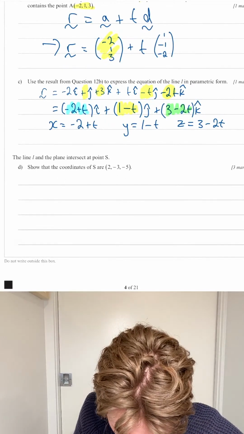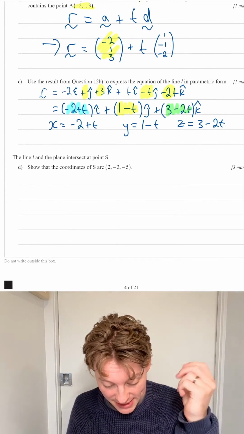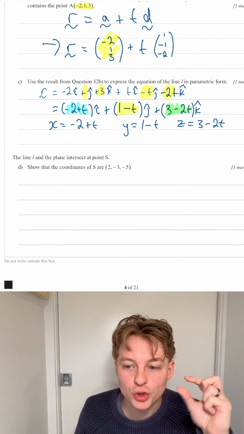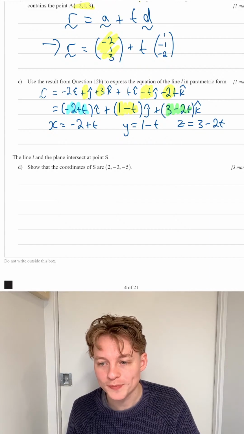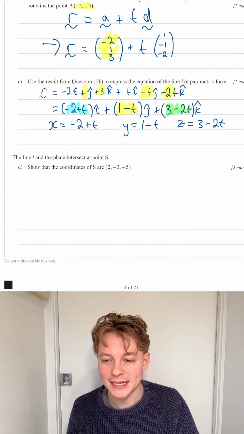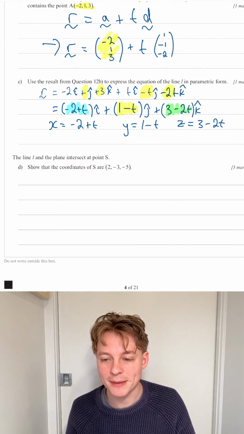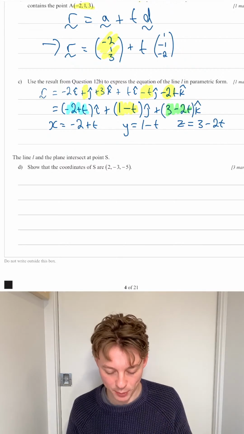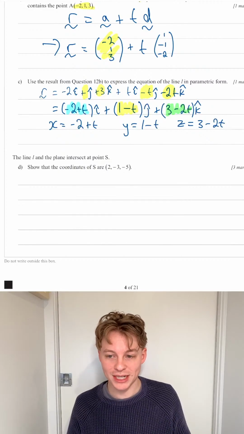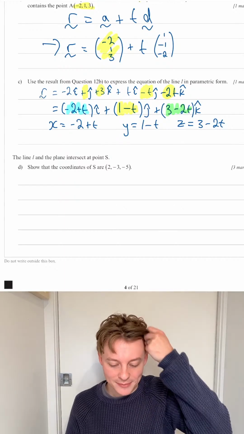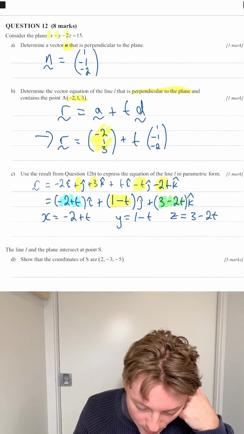The line L and the plane intersect at point S. I want to show specifically that the point of intersection is (2, minus 3, minus 5). So I'm trying to show specifically that my point of intersection is at these points. All I'm doing when proving something with a parametric equation is, if I scroll up, putting these values in.